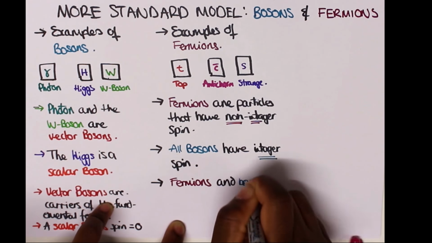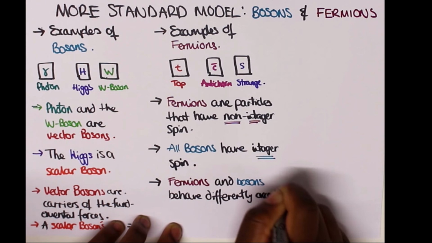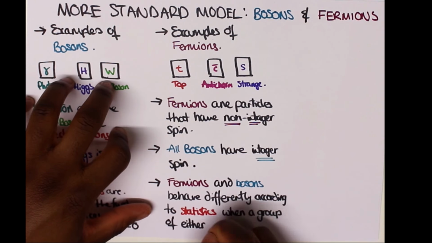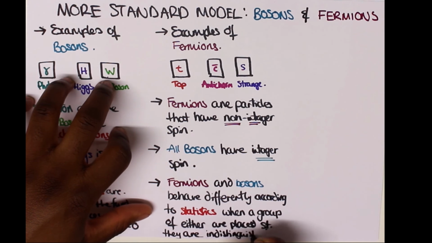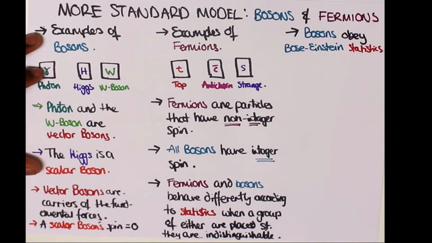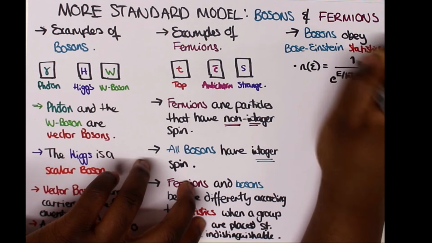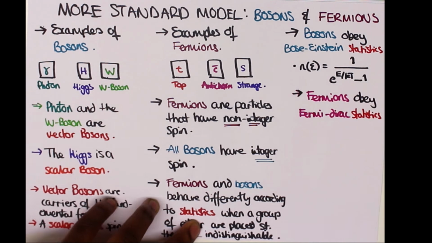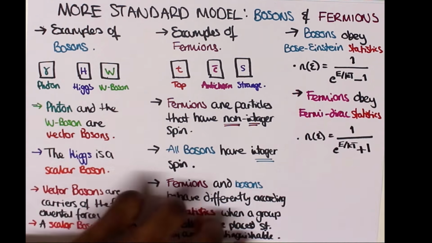Bosons and fermions obey different statistics. This means that when a group of identical particles are present, they behave differently depending on whether the particles are bosons or fermions. Bosons obey Bose-Einstein statistics, which is given by the following equation. Fermions obey Fermi-Dirac statistics, which is given by the following equation.